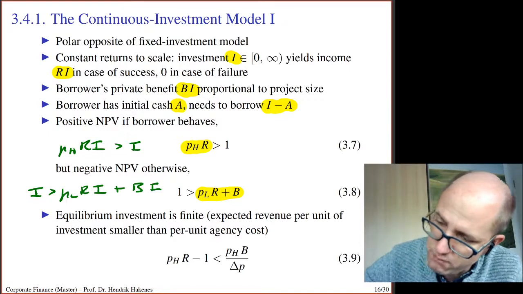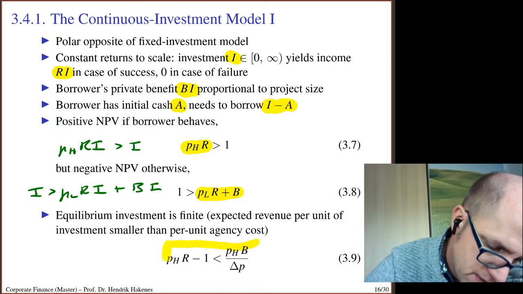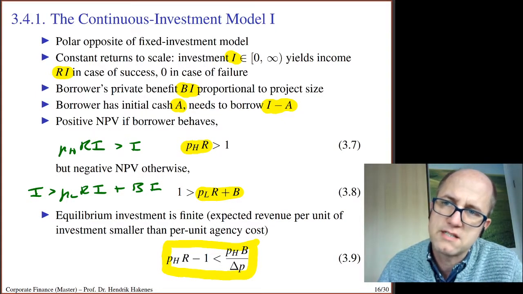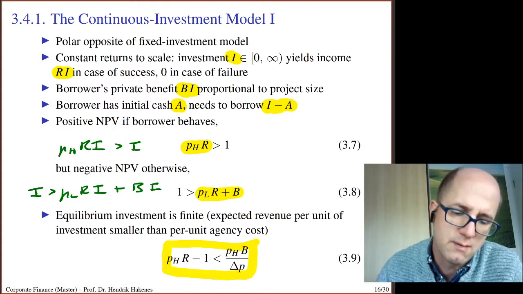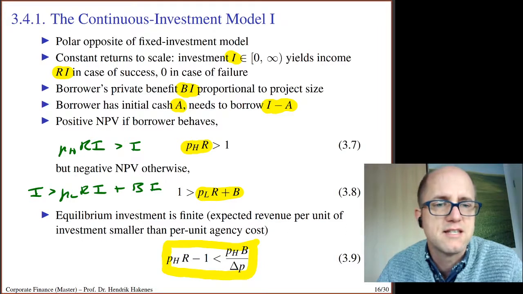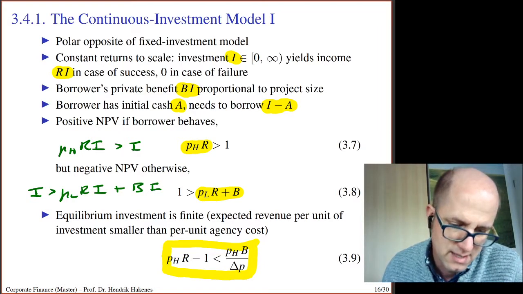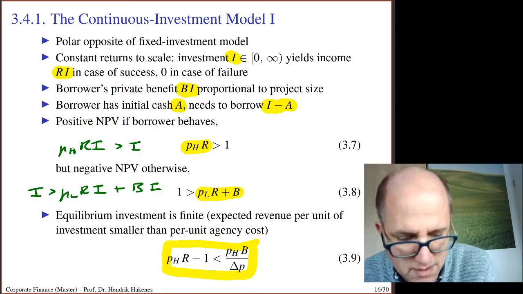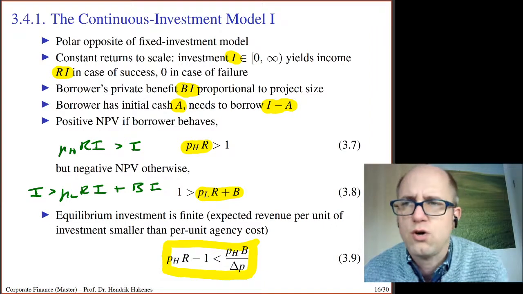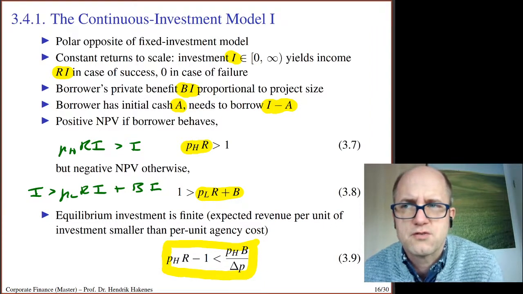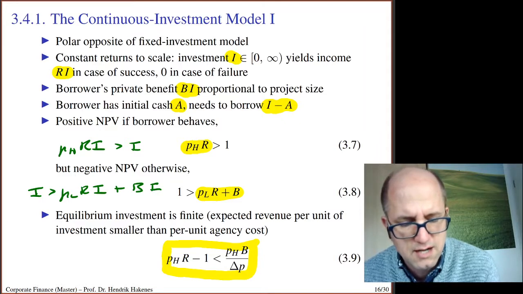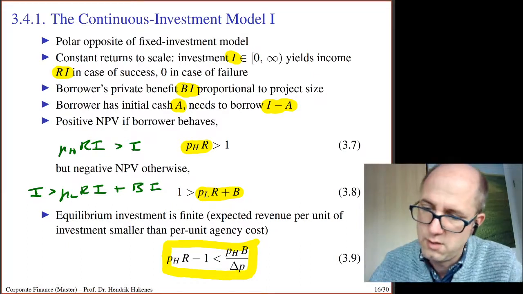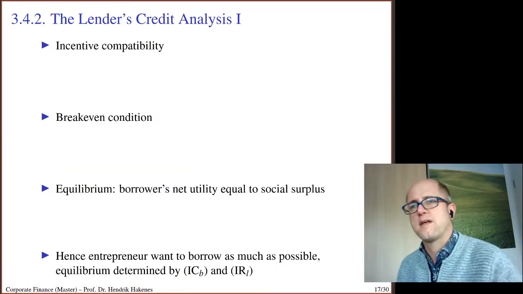And then we have one more assumption, and that is a little bit more difficult. We can talk about what this assumption exactly means maybe later on, when we've already had some discussion of the model, because then it's easier to understand how it can be interpreted. The NPV, that's PH times R minus 1, should be smaller somehow in comparison to something related to the moral hazard problem, because you see that on the right-hand side we have some B over delta P, and that's always standing for the moral hazard problem. Okay, so that's already the new model.